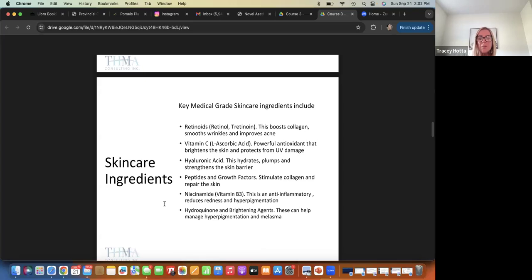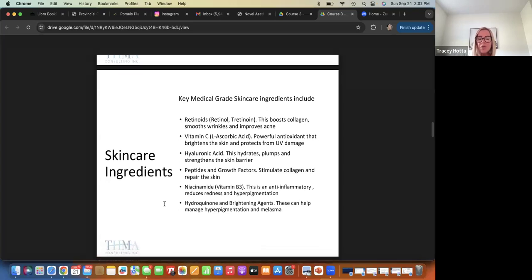So different things in medical skincare, what you're looking for is things like retinol, which could be tretinoin, retinol. There's different names on different retinoids. And these boost collagen. They help smooth wrinkles and improve acne. Vitamin C or L-ascorbic acid, a powerful antioxidant that brightens the skin and protects from UV damage.